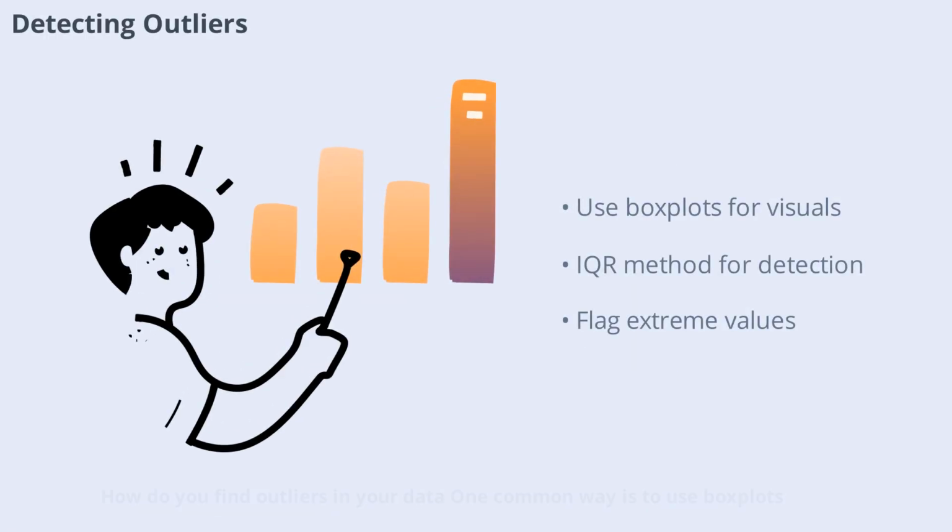How do you find outliers in your data? One common way is to use box plots, which visually show you which values are far from the rest. Another method is the interquartile range, or IQR. This involves calculating the range where most of your data falls and flagging anything outside that range as a potential outlier. These tools make it easier to spot extreme values quickly, so you can decide what to do with them.